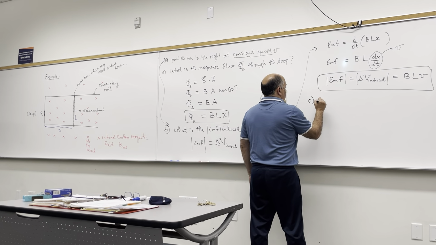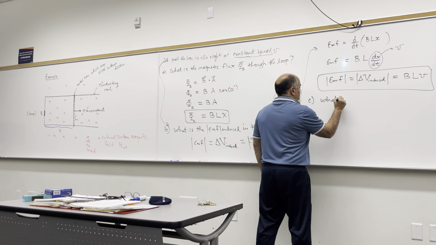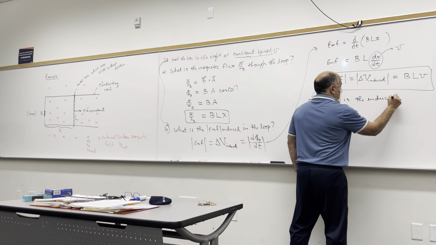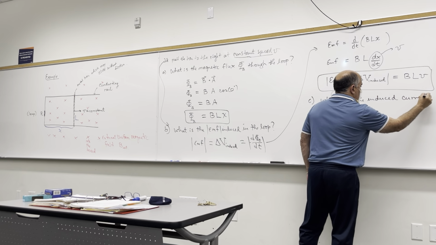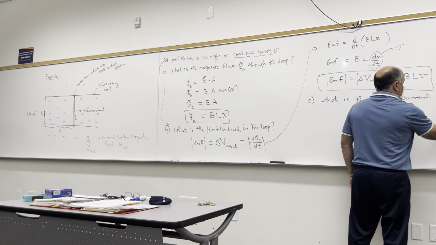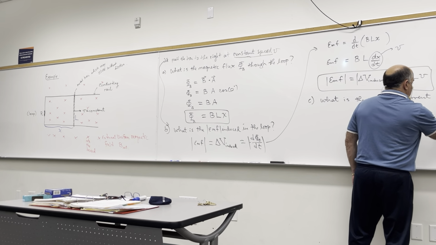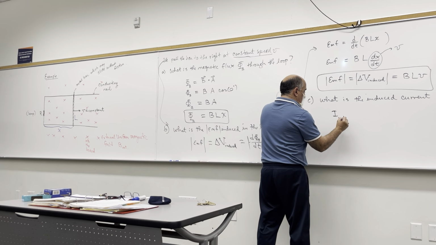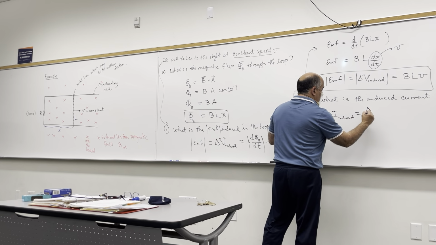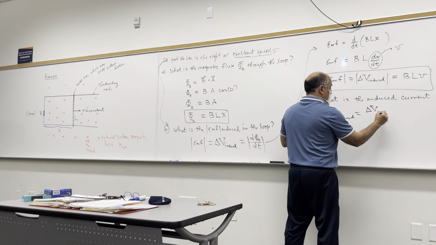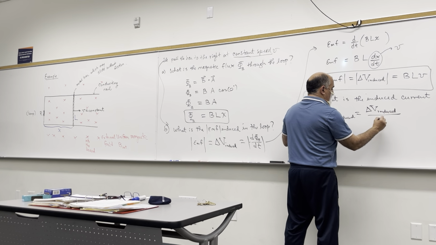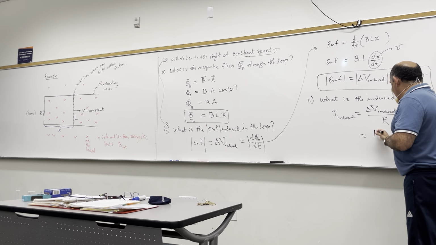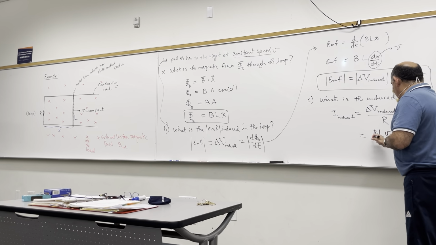C, what is the induced current? I induced. Well, the induced current will be the induced voltage by Ohm's law, which is the EMF divided by R. So that would simply be BLV divided by R.